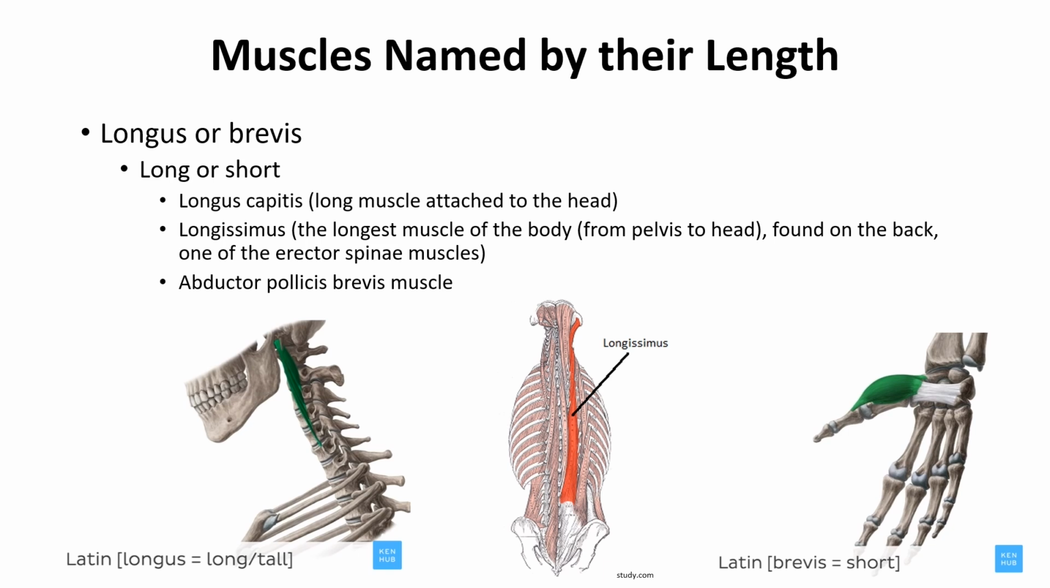Muscles named by their length. The Latin word longus means long, and brevis means short. These words are used in the name of muscles. Longissimus means longest. The longissimus is a muscle located in the back of the body.